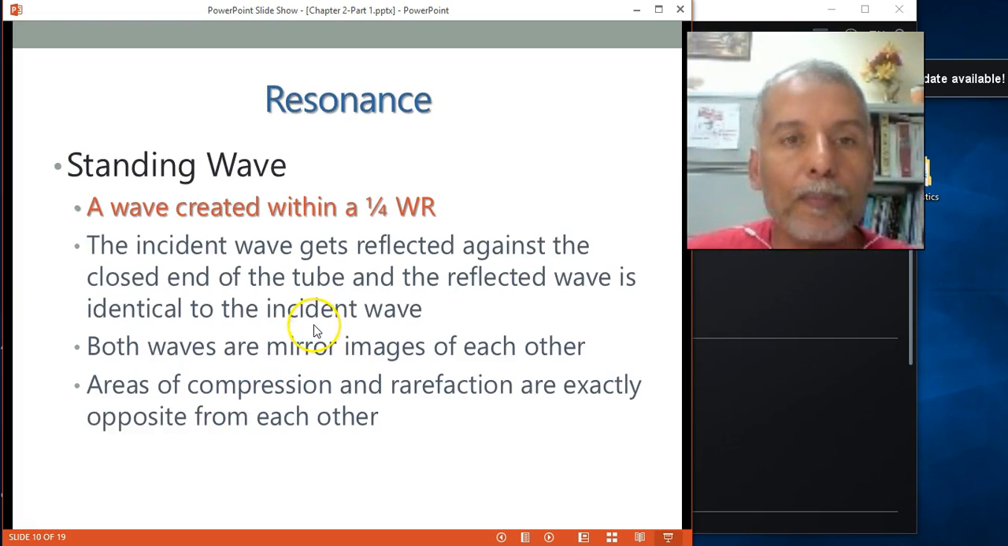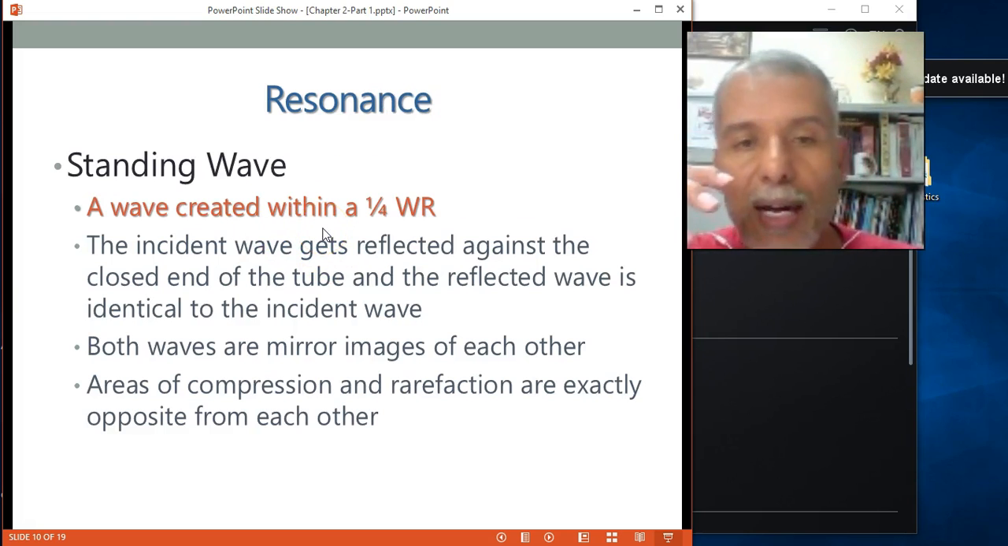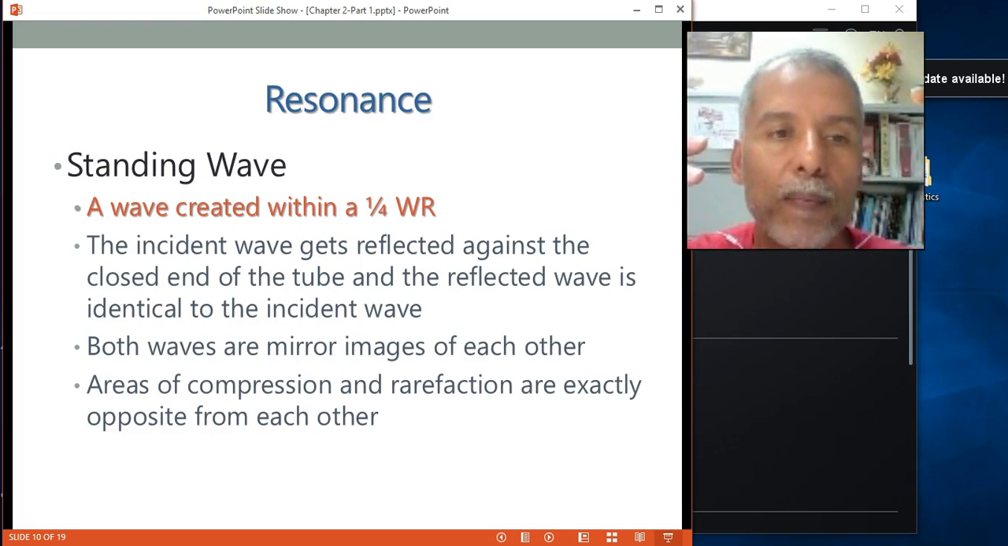So first, the wave, first the standing waves. There's also a video that shows them. And standing waves are created inside of a quarter wave resonator.